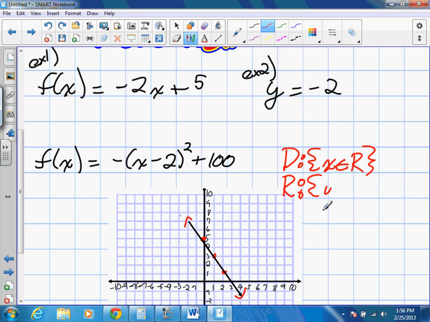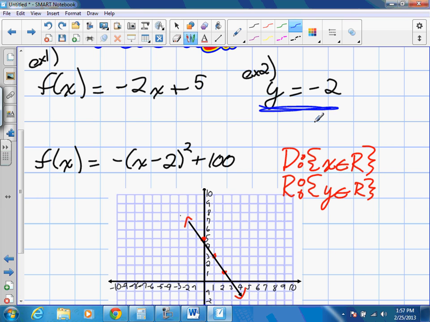Range. The y values. Because it is continuous, we have y ∈ R. Are there any restrictions up and down? It's going to go forever, because we have those arrows at the end. So the domain of this linear function is just x ∈ R and the range is y ∈ R. No restrictions.